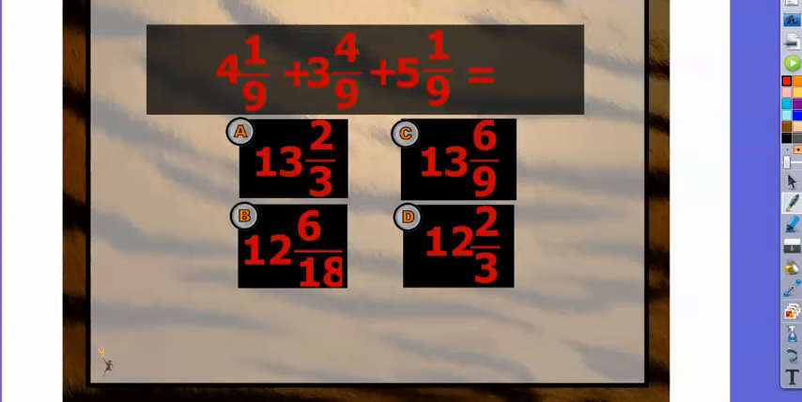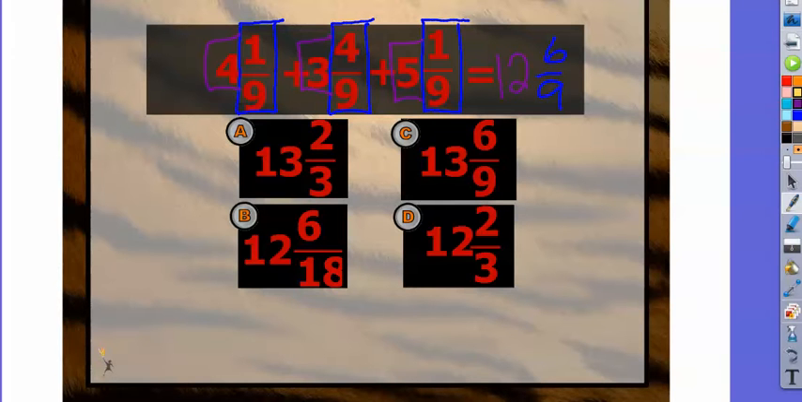All right, step 1, you need to make sure that you add the fraction. So my fractions are 1/9, 4/9, 1/9. And so then I go, okay, well, I got a 9. Then I got 1 plus 4 is 5. 5 plus 1 is 6. 6/9. Step 2. Add the whole numbers. 4 plus 3 is 7. 7 plus 5 is 12.